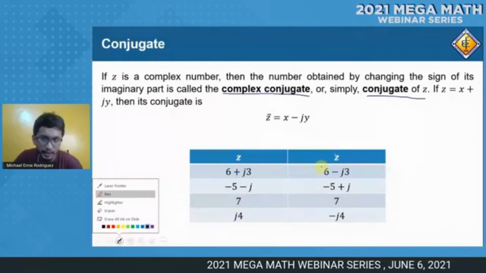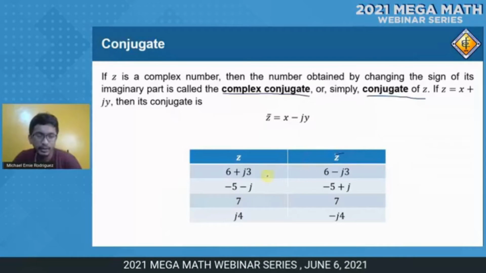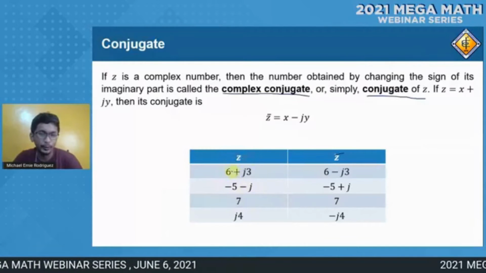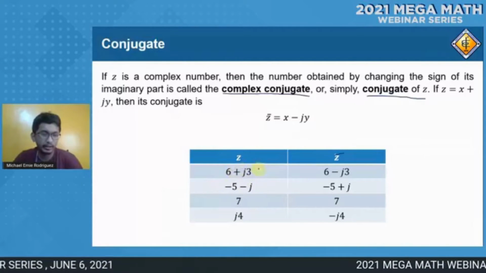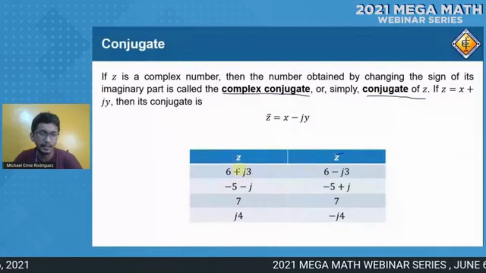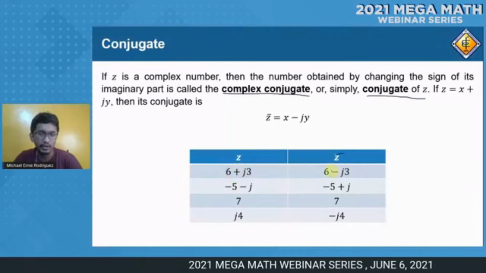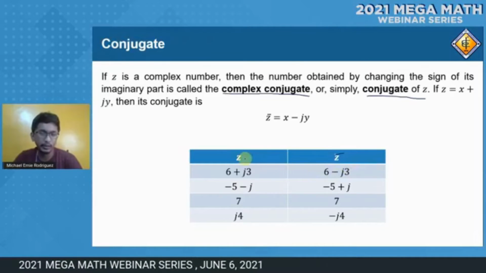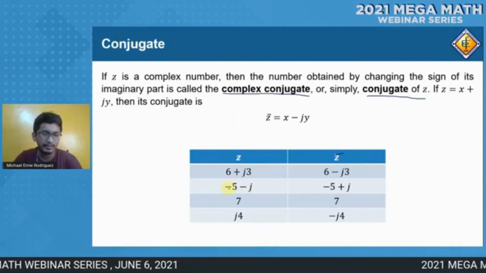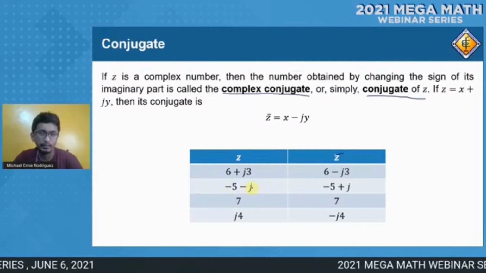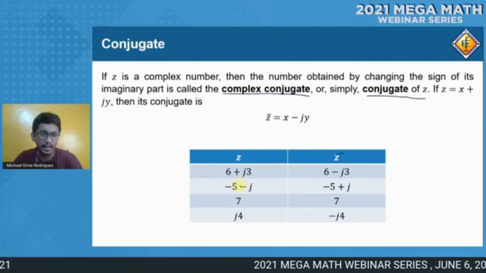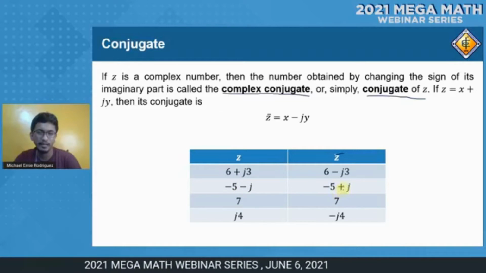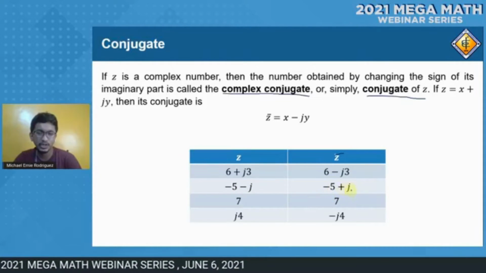That is Z bar. So this is our complex number. 6 plus J3, its conjugate is, we just change this plus to a minus. So we have 6 minus J3 as its conjugate. And then for negative 5 plus J, we change the sign of the imaginary part. This plus becomes minus, so we have negative 5 plus J.